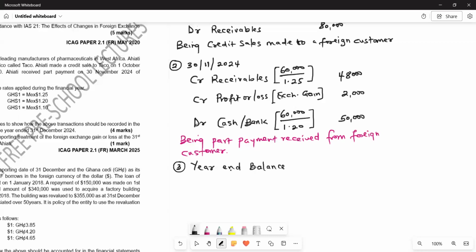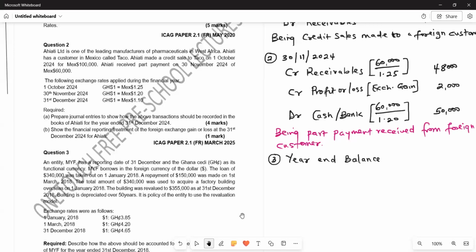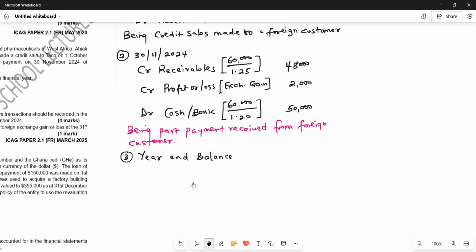You are supposed to receive 40,000 Mexican dollars, right? The rate now is 1.1. You have to recognize the gain or loss on it today, because if next year the rate moves again, then you compare the 1.1 with that rate. As and when the rate moves at the end of the year, you must recognize the gain or loss. So let's go. The year-end balance has to be translated.